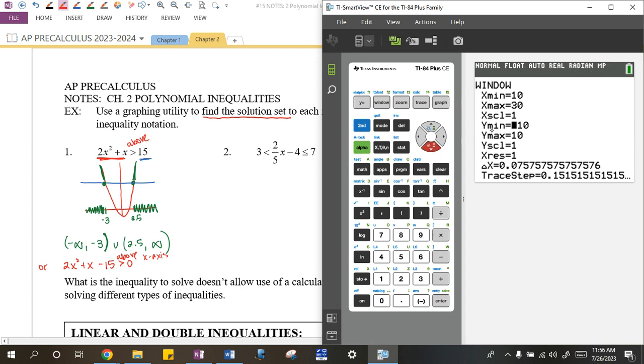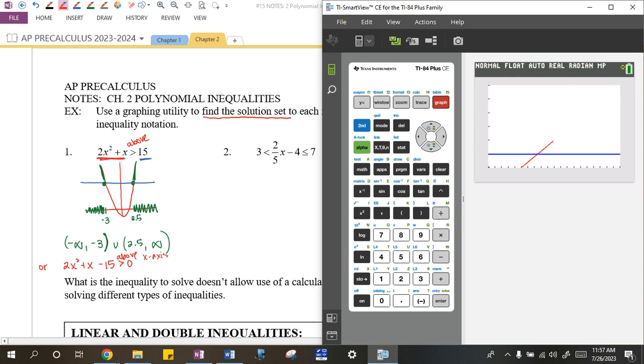And then for the y values, we're looking between 3 and 7. So I like to give a little buffer, but maybe instead of -10, I just bump it down to 2. And instead of 7, I bump it up to 8. And then I'll just press graph. So this is saying, when does the red line, the 2/5 x minus 4, fall between the two horizontal lines 3 and 7? So I can see that on my screen.